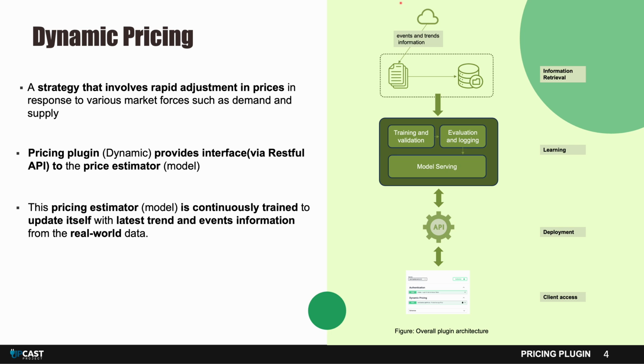If we consider top-down flow, we can observe that the trend and event information is retrieved from public sources. This data serves as the foundation for periodically training and validating our predictive pricing model to ensure it stays accurate and relevant over time. When ready, this model is served via REST API, and our clients or users could access it via Swagger interface. This interface is basically a collection of API documentation and resources.